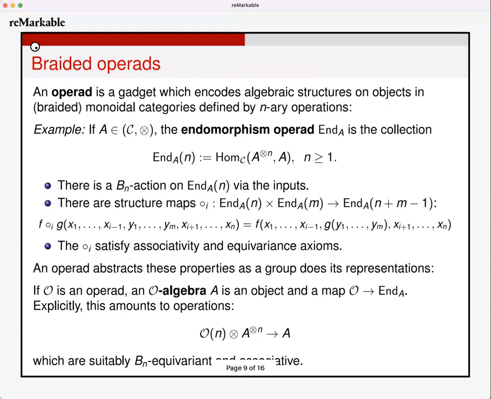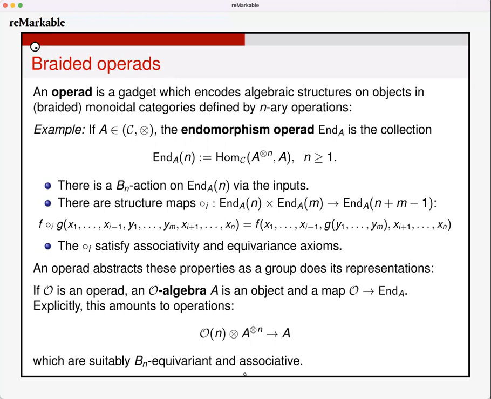The right way, in my mind, to frame this question is in terms of the language of operads. A bunch of you are familiar with it, so I'll breeze through it. An operad is a gadget which encodes algebraic structures on, in this case, braided objects in braided monoidal categories, where the algebraic structure is encoded by an n-ary operation or a collection of n-ary operations.